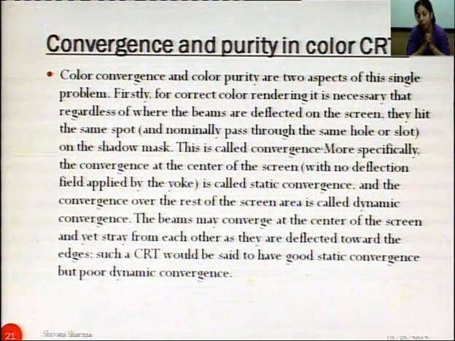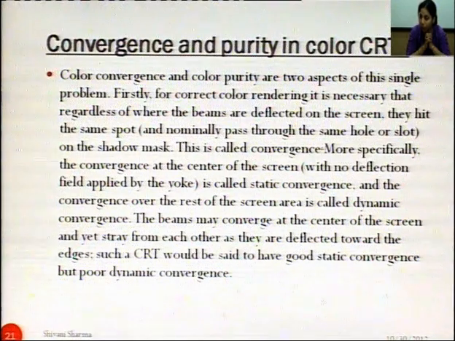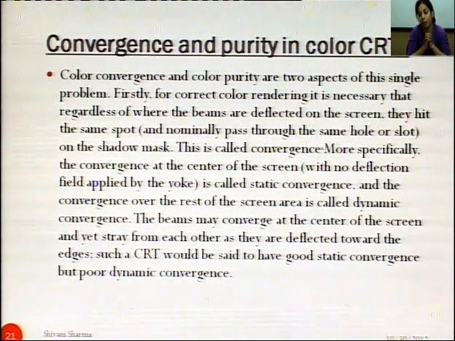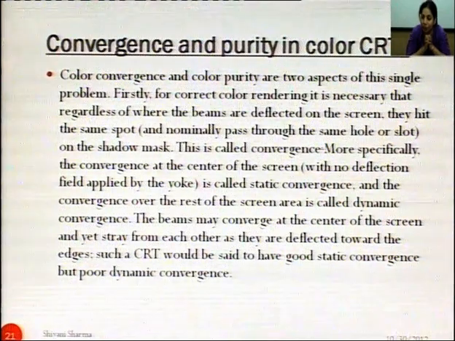The beams may converge at the center of the screen and yet stray from each other as they are deflected towards the edges. Such a CRT would be said to have good static convergence but poor dynamic convergence.